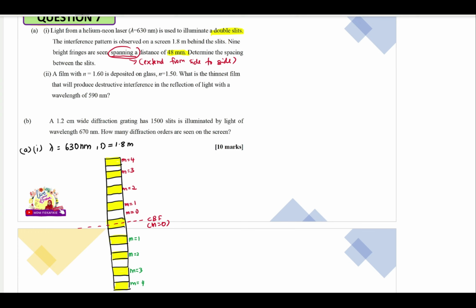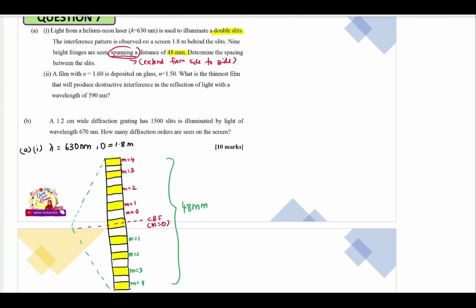Jadi dia kata 9 bright fringes are seen, spanning a distance of 48 mm. Maknanya jarak antara bright fringe yang atas dengan yang bawah tadi, dia extend from side to side. Maknanya jarak dia adalah 48 mm. Daripada sini sampai sini, kalau kita ukur, jarak dia tu adalah 48 mm.